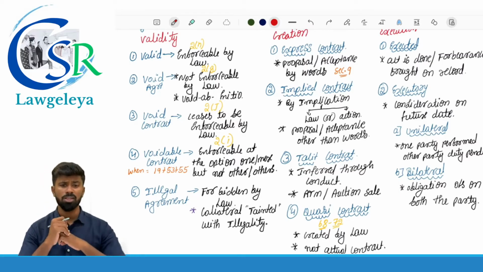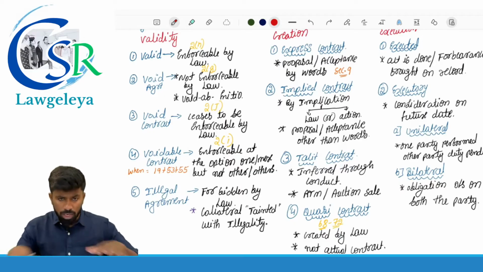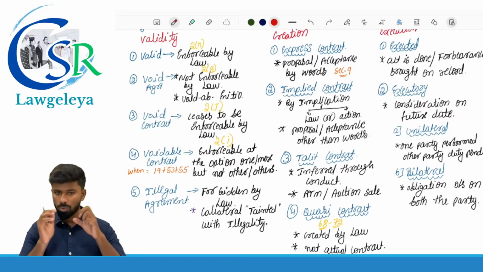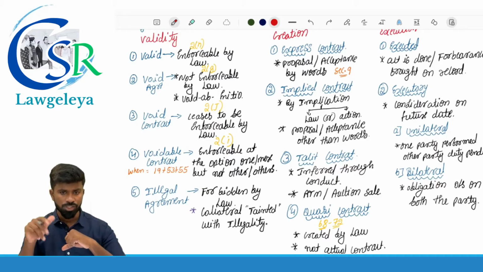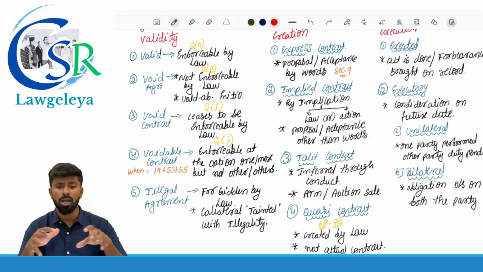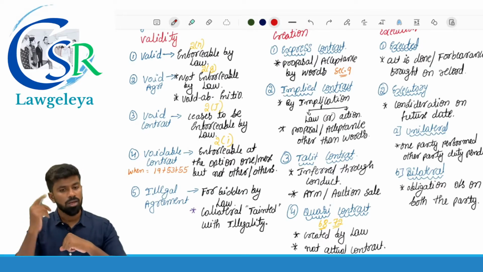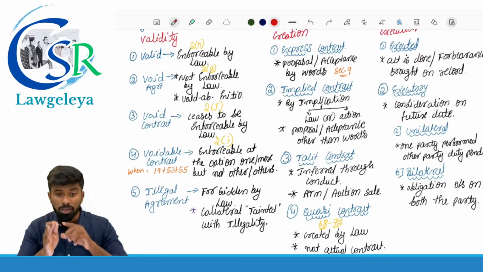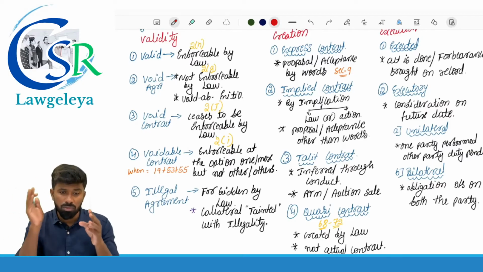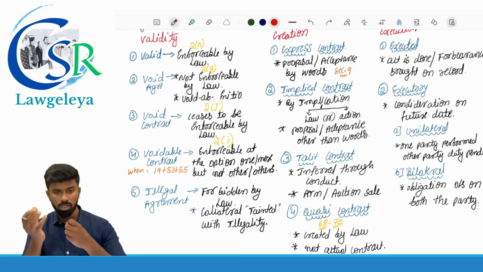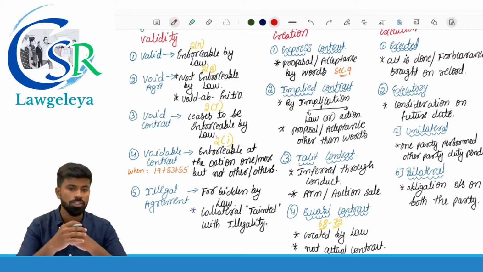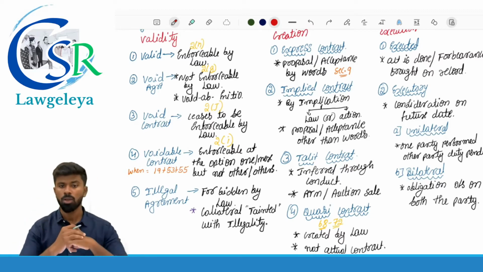Next one, void agreement. So what is a void agreement, sir? An agreement which is not enforceable by law is called what? A void agreement. Section number 2, clause G, 2G. And these agreements are what? Void ab initio. What is void ab initio, sir? Void from the beginning itself. And keep this in mind, in case of void agreements, the collateral agreements are valid. What are collateral agreements, sir? Supportive agreements are valid.